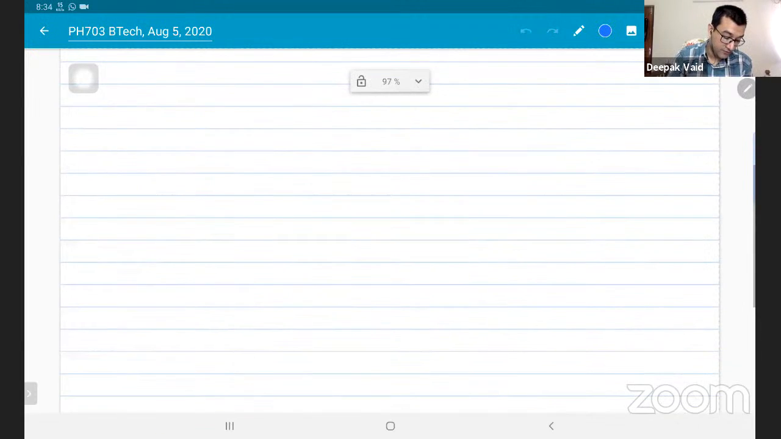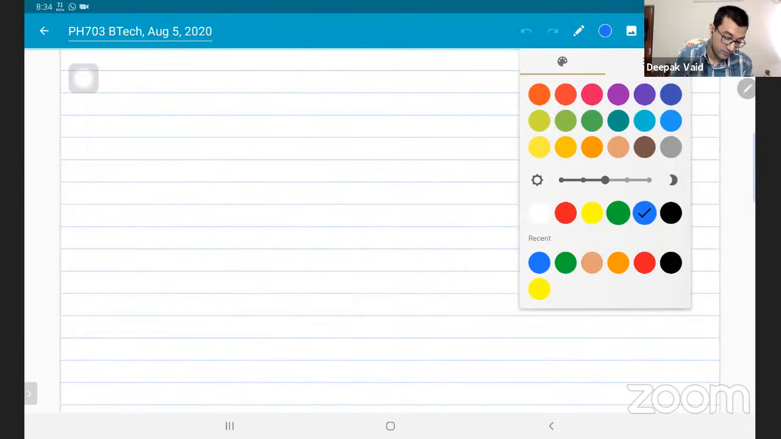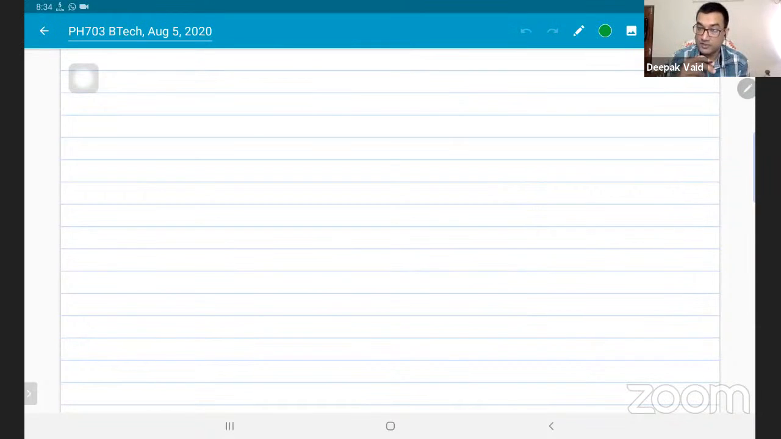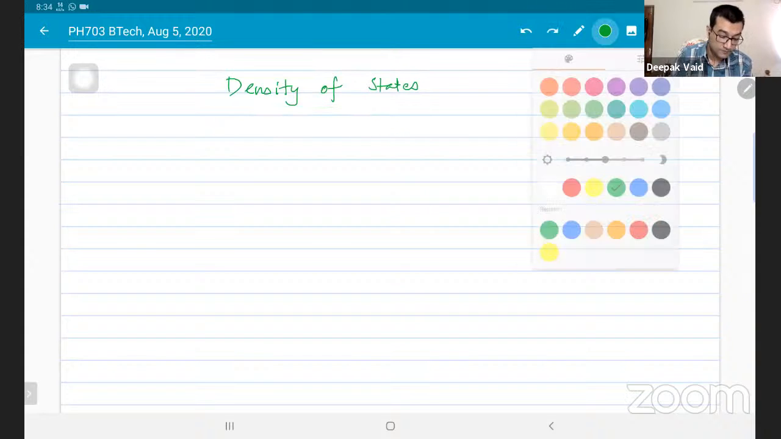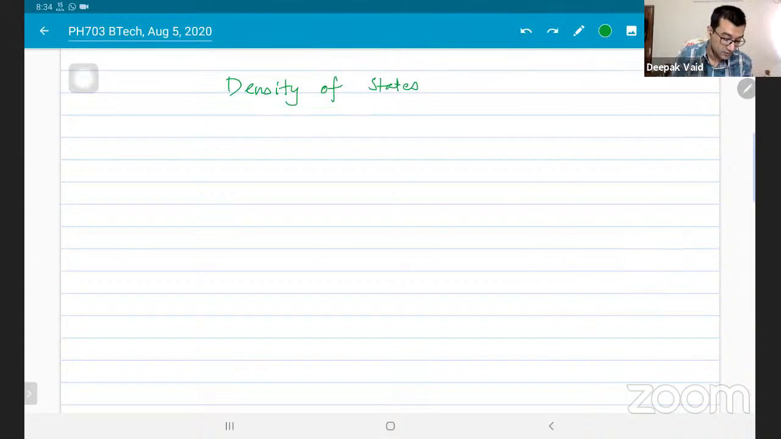Okay, so now I think we have talked enough about the 2D potential well. So we will come back to this problem of 2D and 3D. We'll have a full week dedicated to the special functions and all that. But in the meantime, let me introduce this concept of density of states, which arises when you are in 2 dimensions or in 3 dimensions.